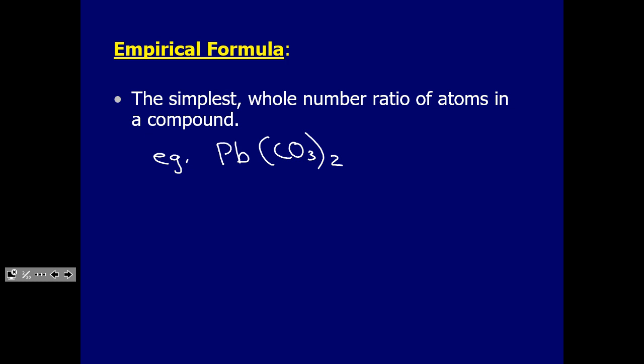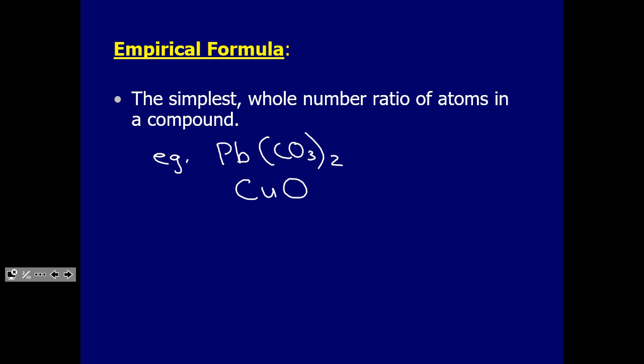I could pick another ionic compound. It doesn't make any difference. Copper(II) oxide, CuO, 2 and 2. Bring it down to the simplest whole number ratio. This is also an empirical formula. All ionic compounds are always expressed in their empirical formula because we always cancel out any common factor.